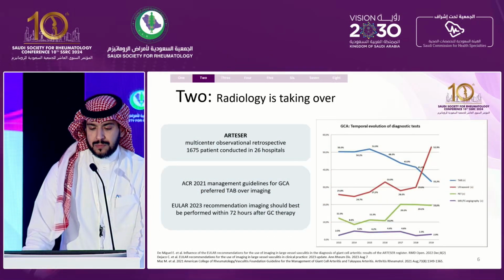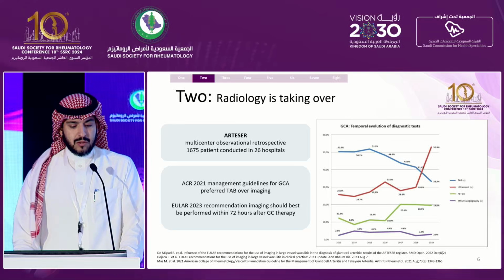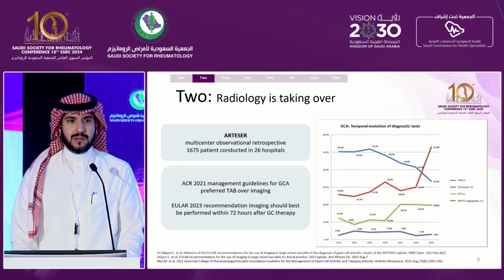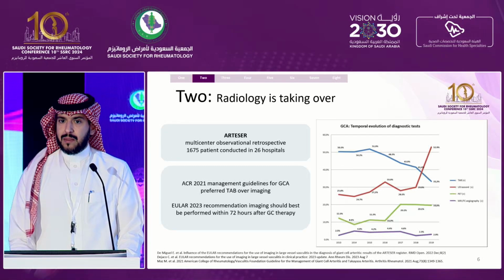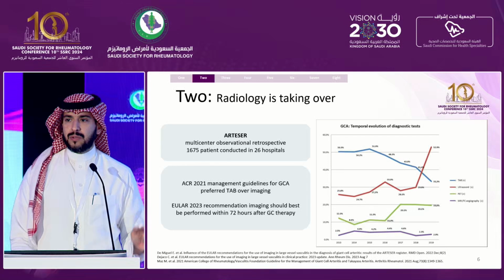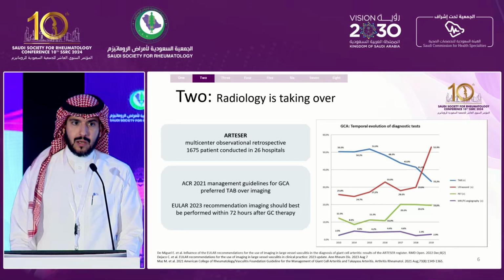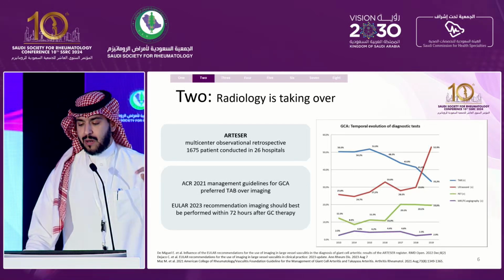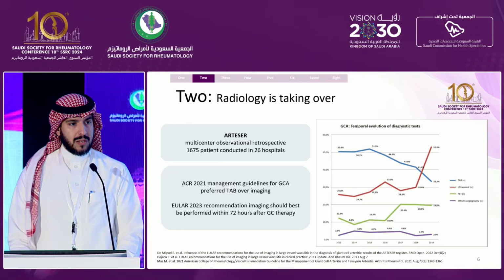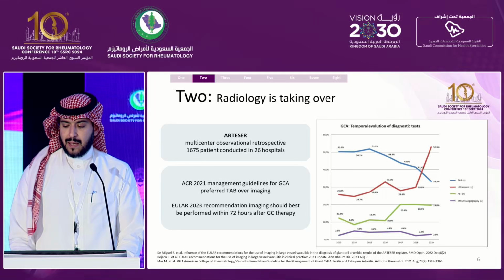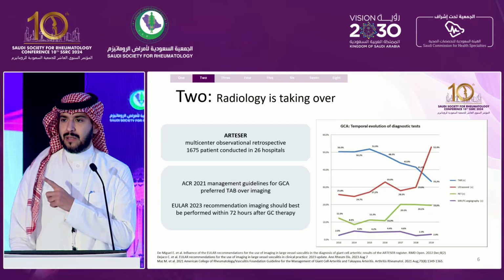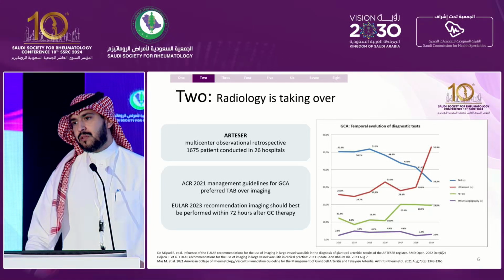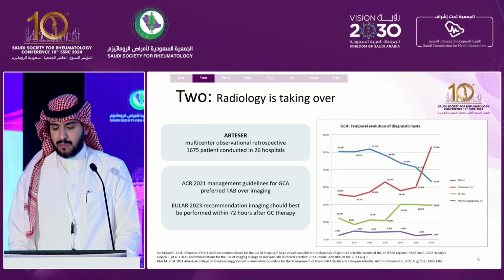So moving into number 2, radiology is taking over. There is the Spanish registry published in 2022 across 26 hospitals, where they measured the influence of the EULAR 2018 imaging guidelines. You can see clearly the blue line is the temporal artery biopsy, where it dropped significantly after 2018. And at the same time, we have ultrasound in the red line spiking from almost 29 to 30%, up to 50% of patients who are diagnosed with ultrasound without temporal biopsy.